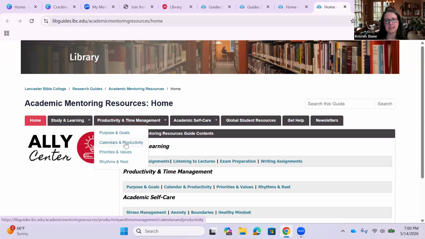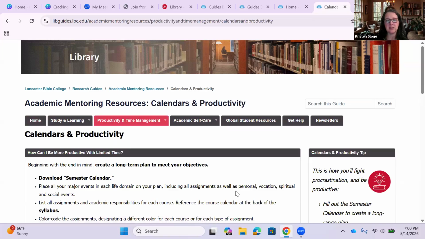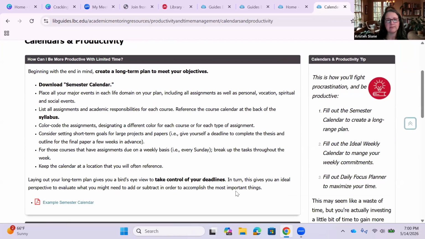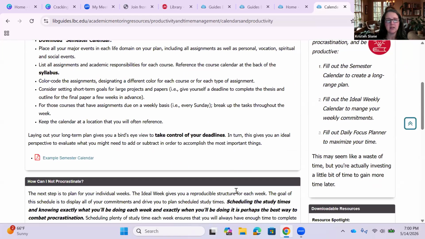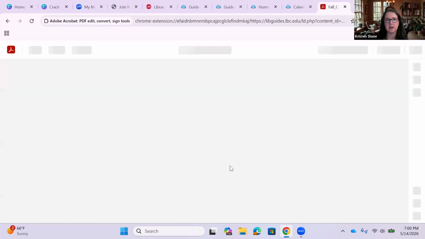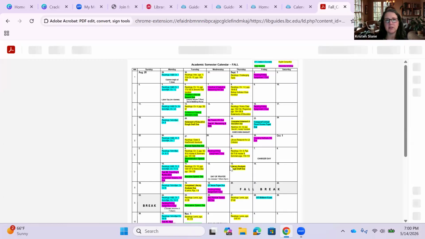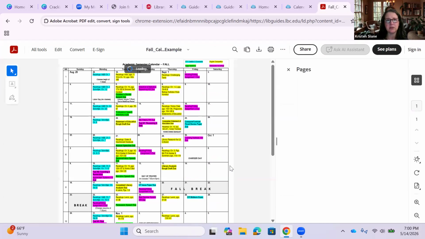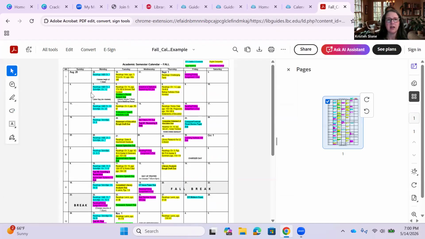So purpose and goals, calendars and productivity. This is the page where you'll see so many links. So here's a semester calendar, okay? Some of these are kind of geared towards the on-campus students, but you can absolutely use these as an online student. This is a semester calendar where they have highlighted, right? Each class is color-coded. They've written important due dates down for the whole semester.